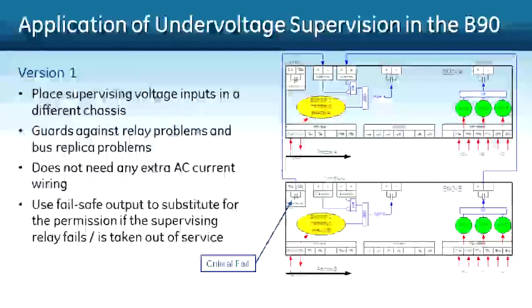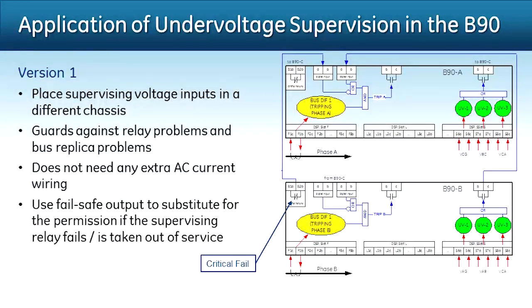Let's have a look at two examples of how undervoltage supervision can be used in the B90. So in this case, the B relay will monitor the A voltages and determine the logic and send the permission through to the A relay. The A relay will measure the currents, calculate the differential, and based on the supervision from the B relay that determines the voltage, will give us a permission to trip. Now, to safeguard against the B relay failing or being out of service, we still would have the critical fail wired to the A relay, equivalent to that we've seen in the check zone examples.